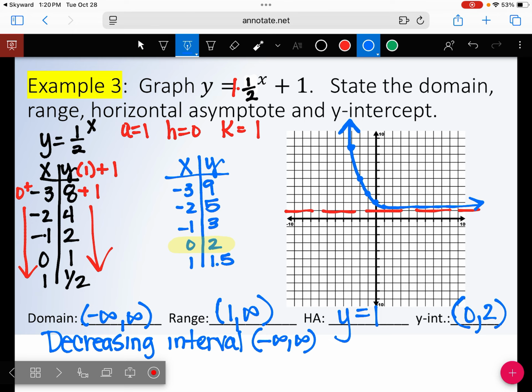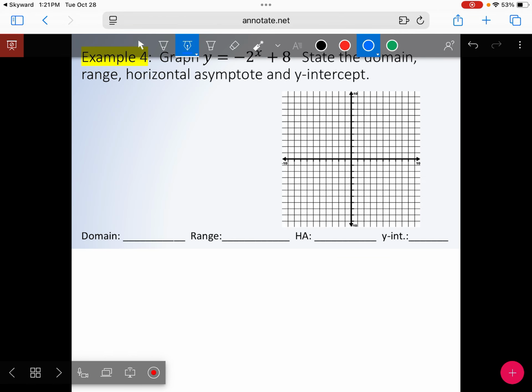All right, we only have one more. Go ahead and set it up. I'll put up the equation in a second, but you already know we're going to do domain, range, horizontal asymptote, y-intercept, decreasing or increasing. Does anyone need more time with example 3? All right, this is our last one.